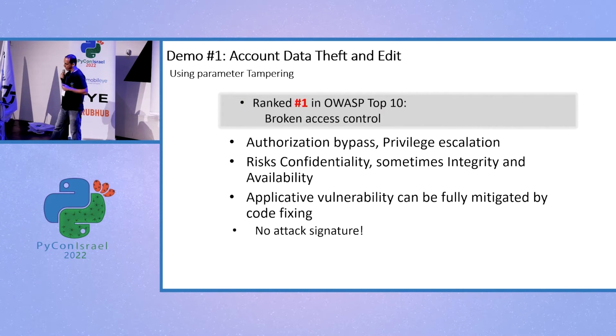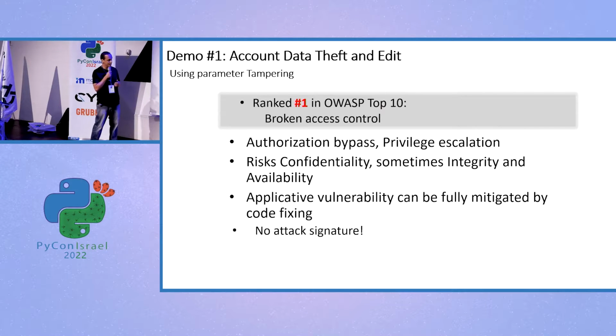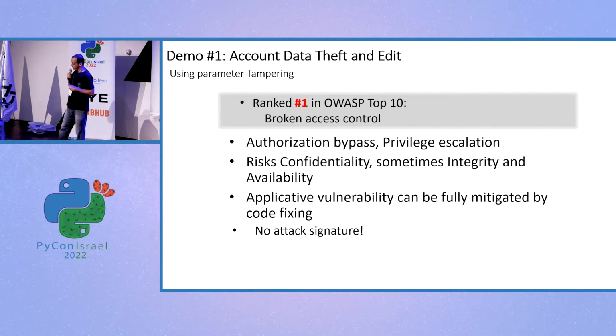In the first demo, we are going to show you how to steal data and also edit. I'm able to edit other users' data using a very simple attack called parameter tampering. This is number 1 at OWASP Top 10, broken access control. It enables me to bypass the authorization scheme and to perform privilege escalation. If you think about the data in the application, usually it risks the confidentiality of the data. Sometimes other variations also enable me to compromise the integrity and availability.